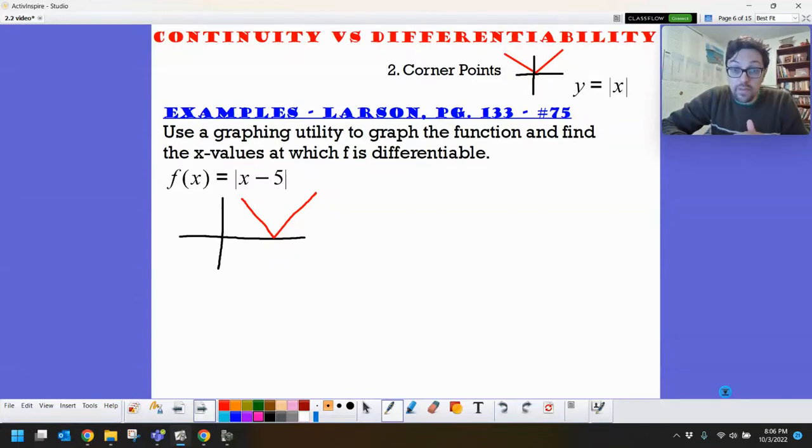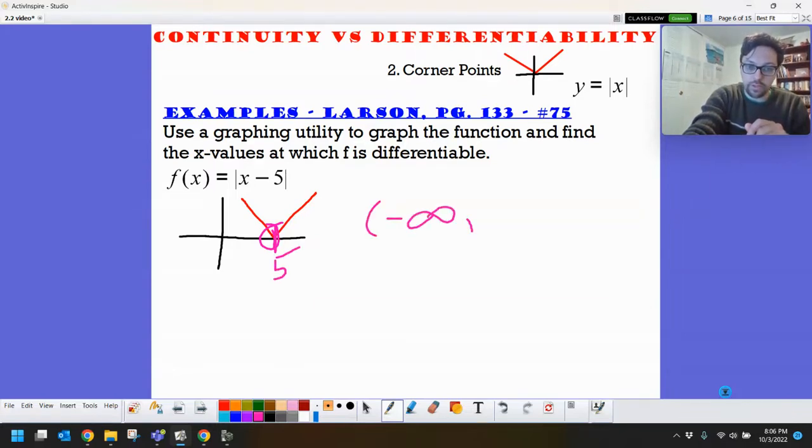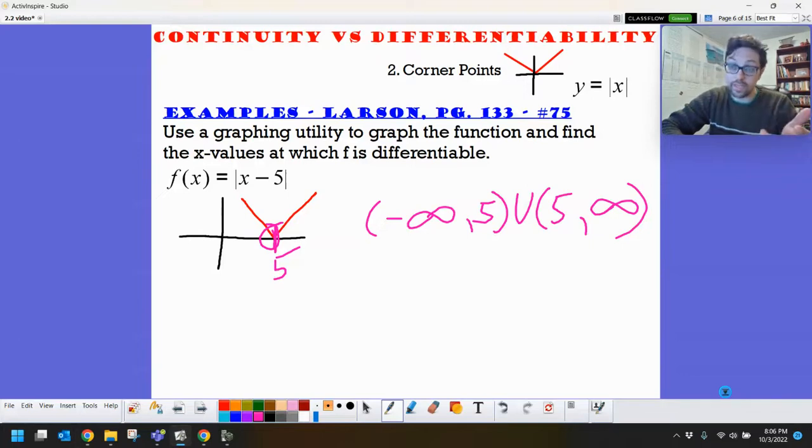In this example, we are looking at a corner point. Absolute values are a great place to find corner points, something that's very, very sharp. If it's sharp, we're not able to be differentiable. So right here, it has a negative slope, and suddenly shifts to a positive slope. It doesn't have a nice, easy transition from that negative to that positive slope. So it is not differentiable right here at 5. So we are differentiable everywhere up to 5. We have to skip over 5, and then we continue forward. You could also write that as an inequality if you prefer.